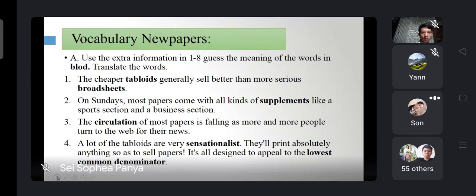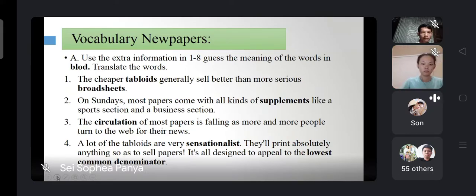Number 2, on Sundays, most papers come with all kinds of supplements like a sport section and a business section. So supplement in here means a thing added to something in order to complete or enhance it.